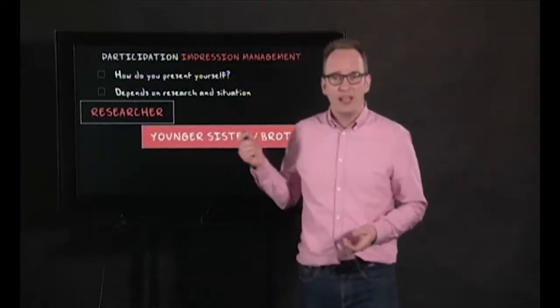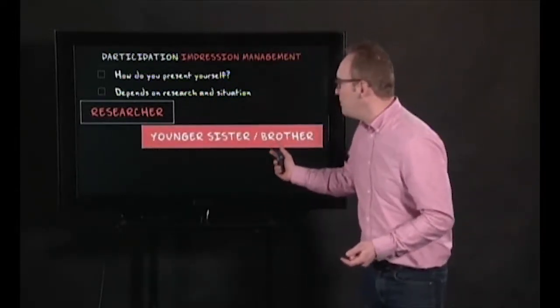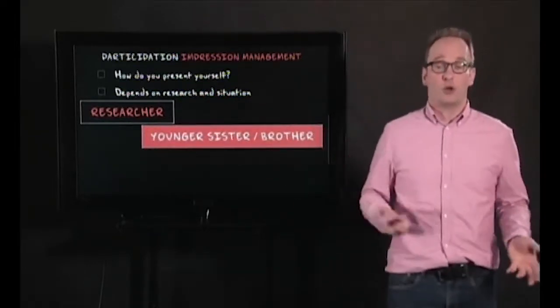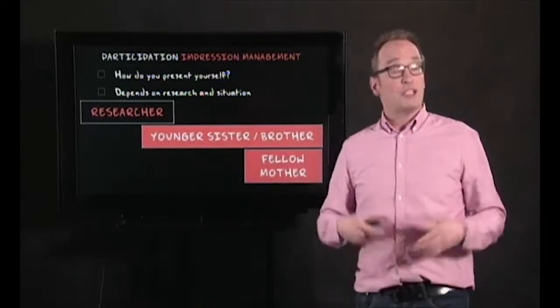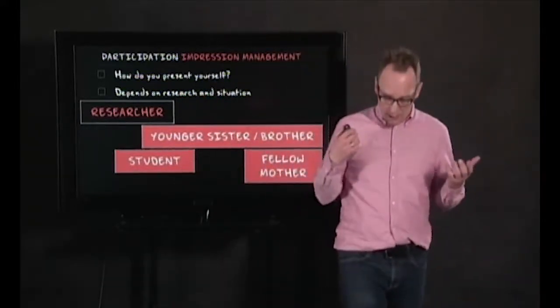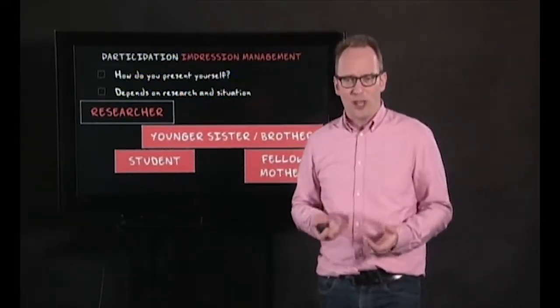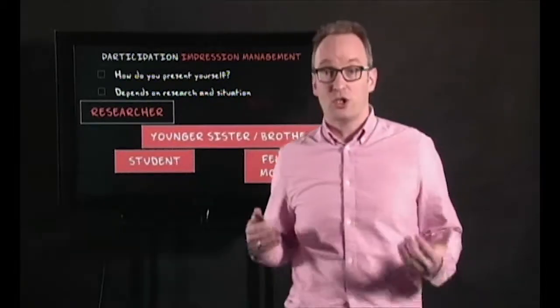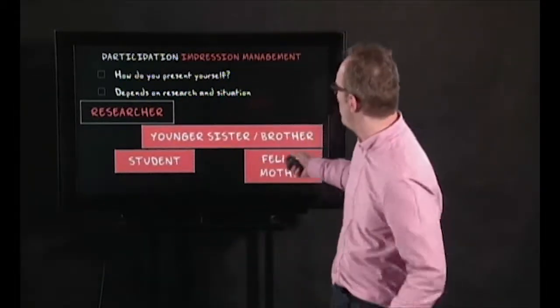And in participant observation, many people pose themselves as younger sister or younger brother or as a fellow mother. And a very good role we can use is the role of a student, because a student poses questions all the time. A younger sister or a younger brother poses questions all the time.